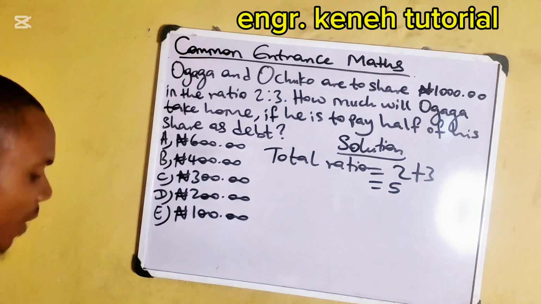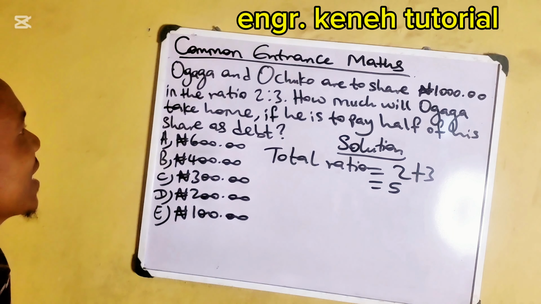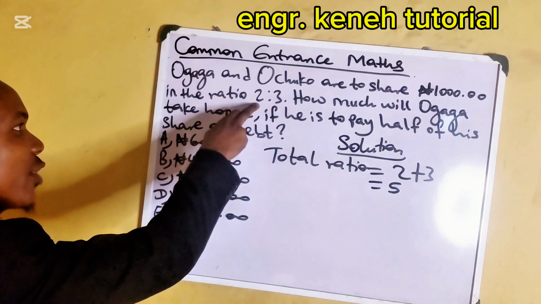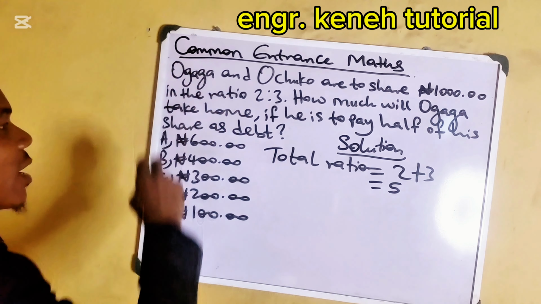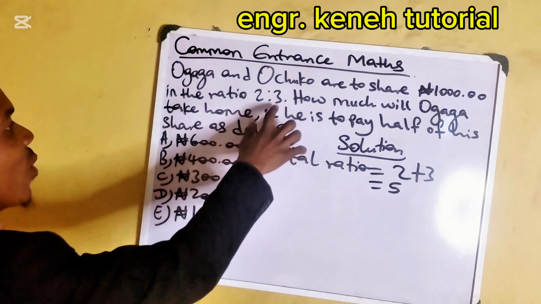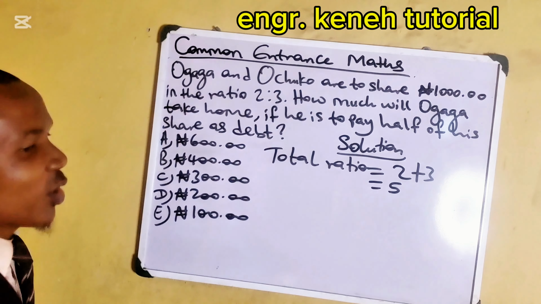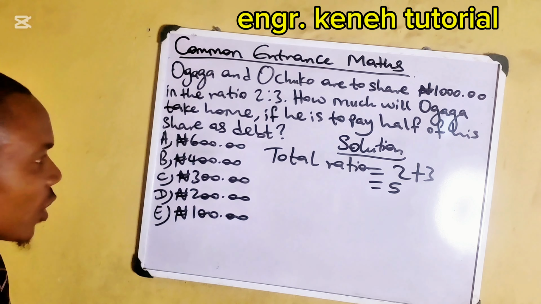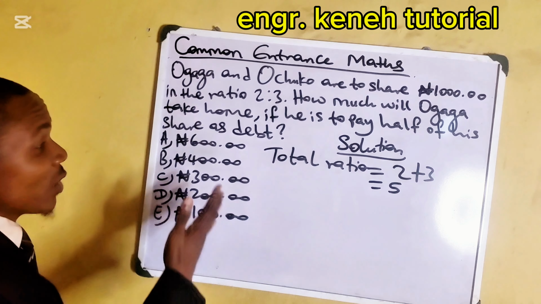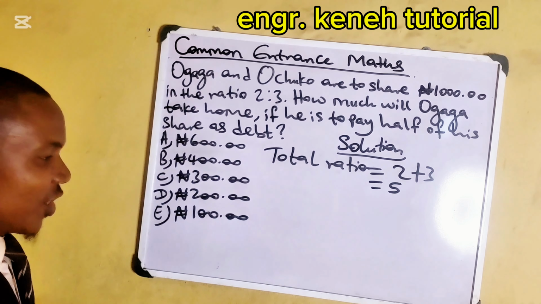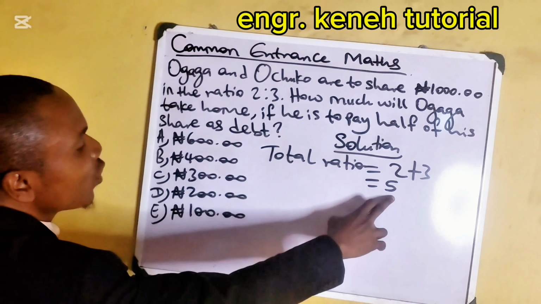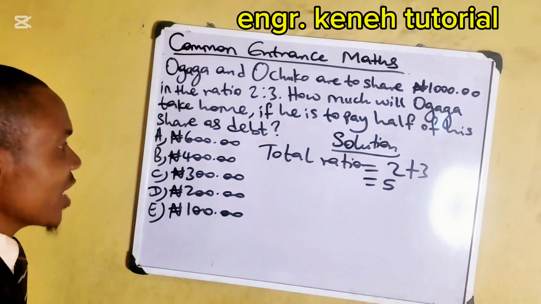5. So if I want to find Ogaga's share, Ogaga is the first person. So the first ratio should be for Ogaga. The second one is for what? The second name we have here. The third one should be for the third name, just in that order. Okay. So if you want to find Ogaga's share, what you are going to do is say the ratio of Ogaga all over total ratio times what you are sharing.